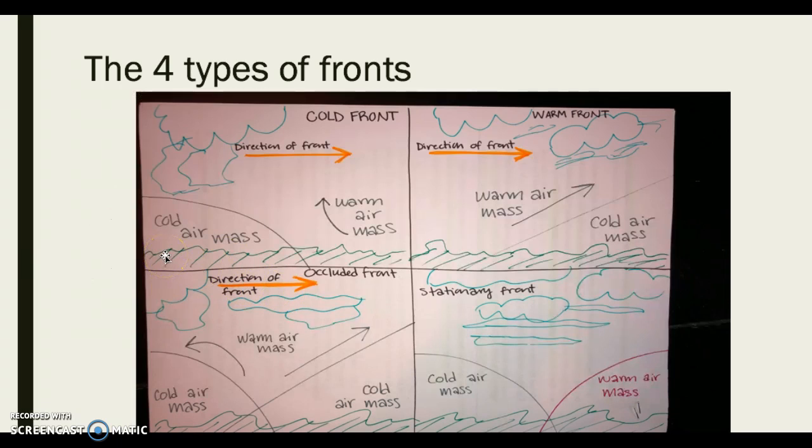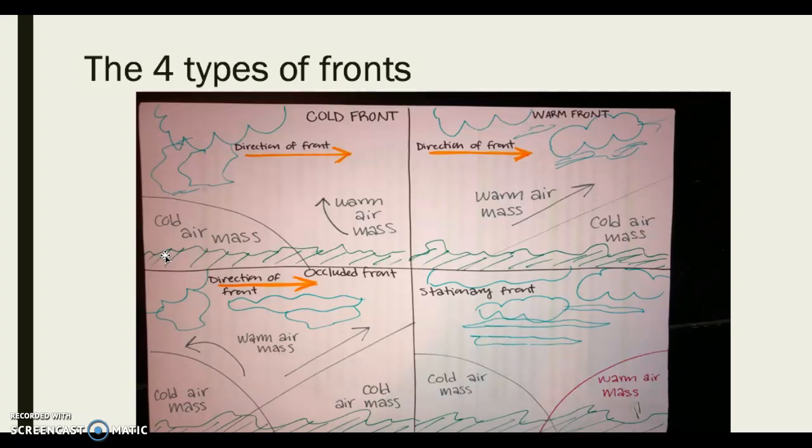This is a little sketch I did of the 4 types of fronts. The first one at the top left is a cold front. The front is moving towards the right, and at the bottom left, there's a cold air mass, and then a warm air mass is occurring opposite the cold air mass. Going clockwise to the right is the warm front. The direction of the front is going the same way.